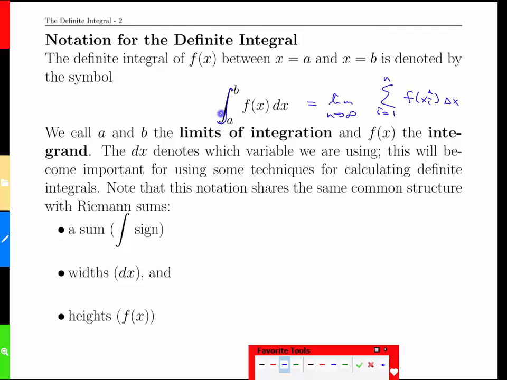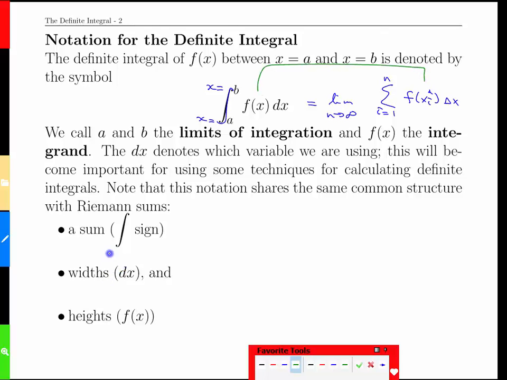So when we write in this simple notation, integral from x equals a, it's important to remind ourselves that these a and b values are x values. The integral from x equals a to b of f of x dx, that is the area under the curve, that is the limit of rectangles with heights times widths. And you can see the parallels.